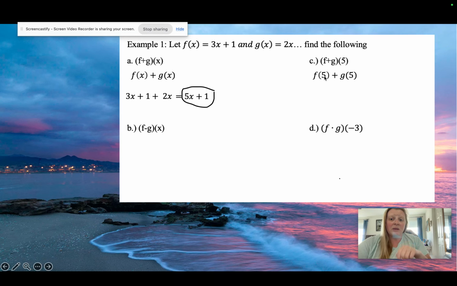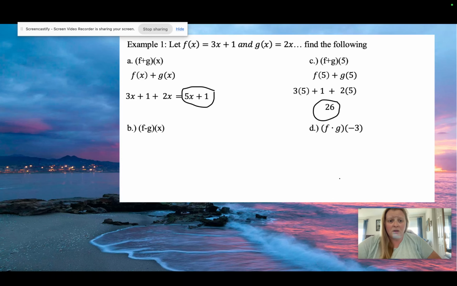All that means is I plug 5 into my f formula. So instead of 3x plus 1, it's 3 times 5 plus 1. And then same thing with the g. I'm going to plug a 5 into the g formula. So now it's 2 times 5. And then I'm just going to simplify all of that. And I'm going to get 26 as my answer.